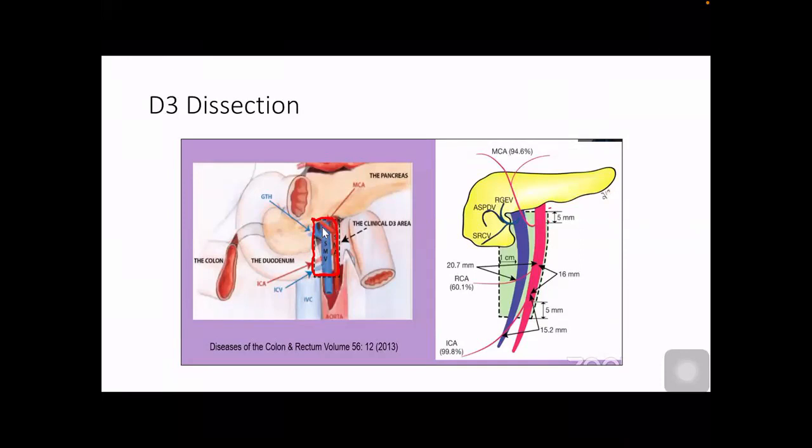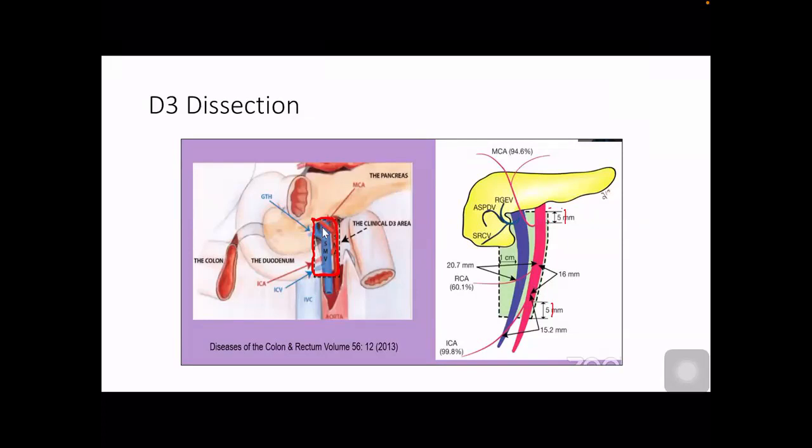Like D2 gastrectomy, colorectal cancer also has D3 dissection. So what is D3 dissection? It's basically clearing the lymphatic tissue around the origin of the SMA and SMV. The boundaries, in short: you should be able to see the left lateral margin of the SMA, 5 mm above the middle colic, 5 mm below the ileocolic, and 1 centimeter lateral to the SMA and SMV.